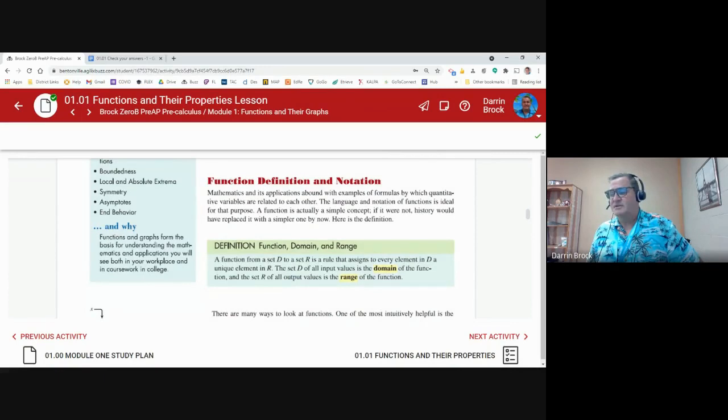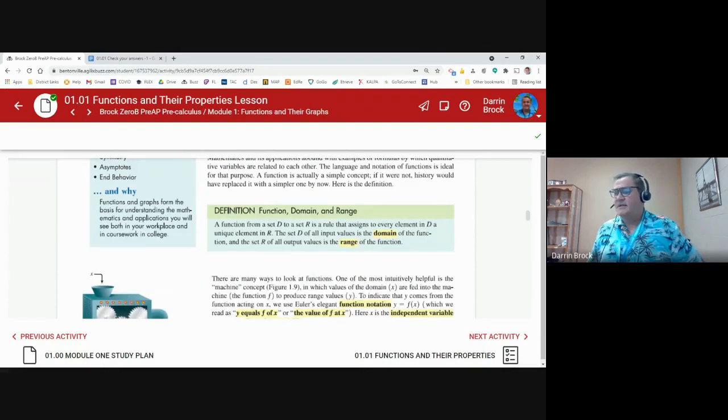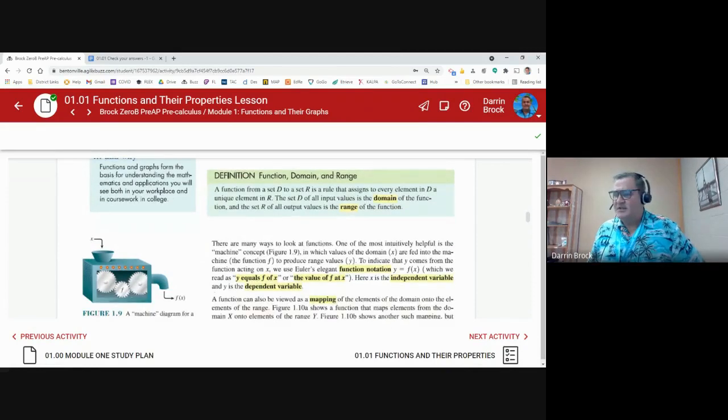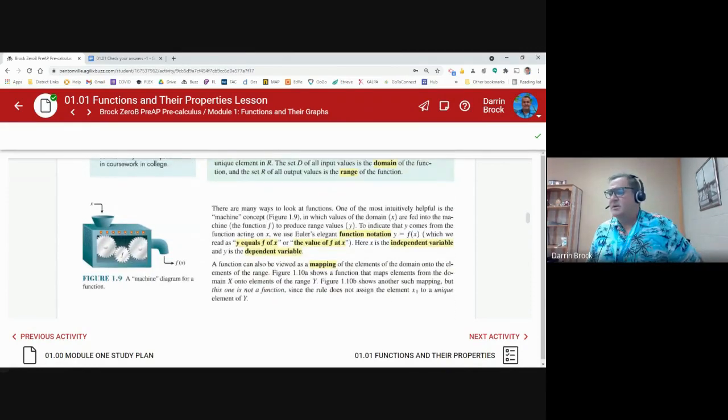A function from a set D to a set R is a rule that assigns every element in D a unique element in R. Set D is the input values, the domain. That's the X's. R is the range. That's the Y's. All right.